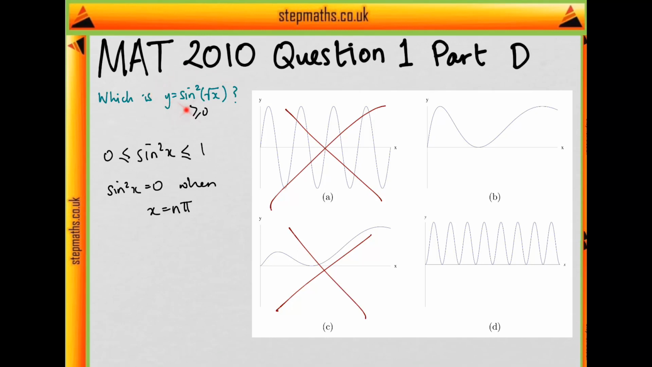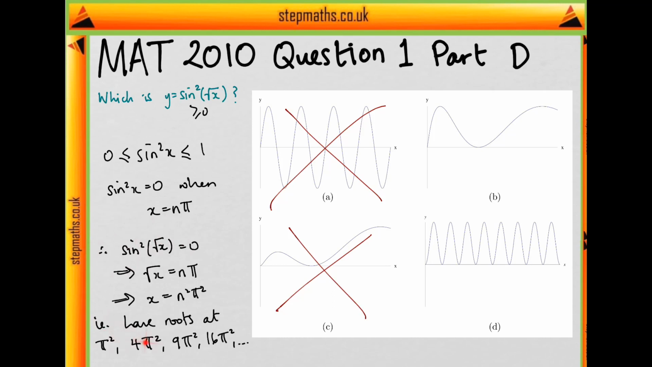Well, that means if sine squared of square root of x is 0, then square root of x is going to be n pi, and so x is n squared pi squared, i.e. this is going to be 0 at pi squared, 4 pi squared, 9 pi squared, and so on. And these aren't regular intervals, and so we see that if this doesn't have roots at regular intervals, then it cannot be D either, and so by elimination we know that the answer is B.